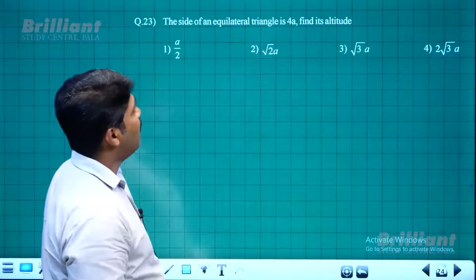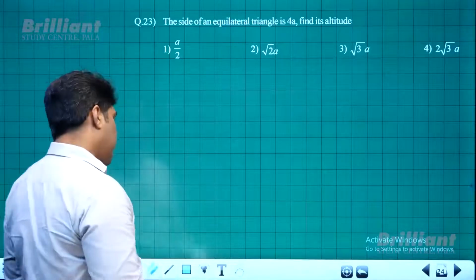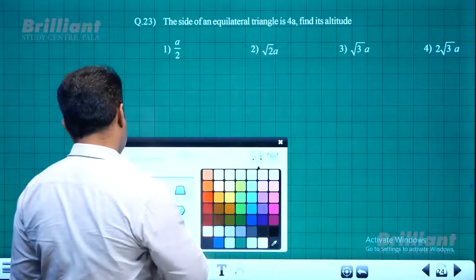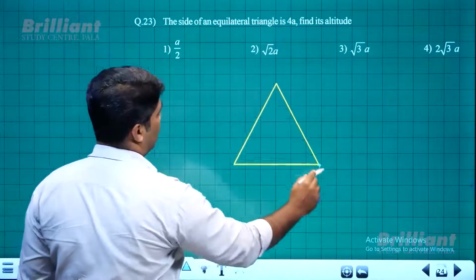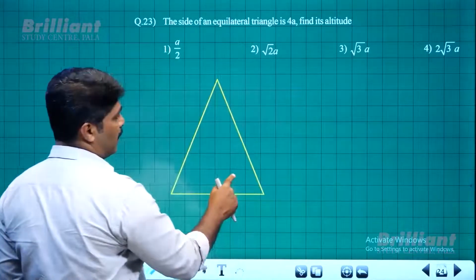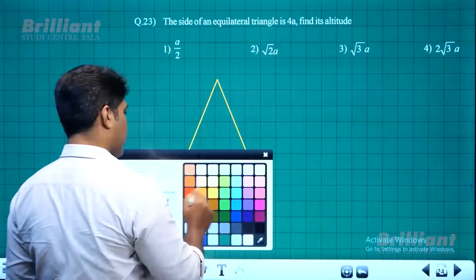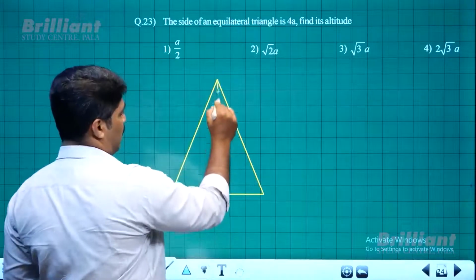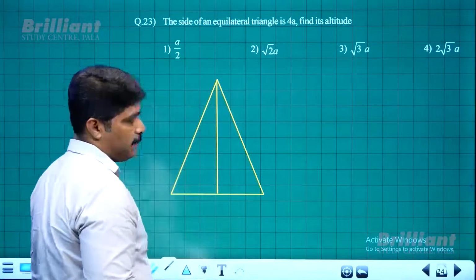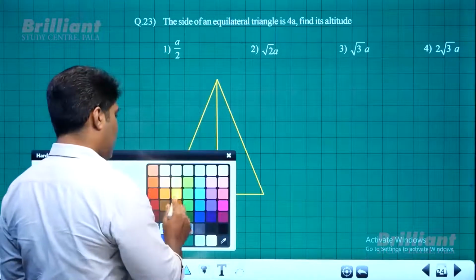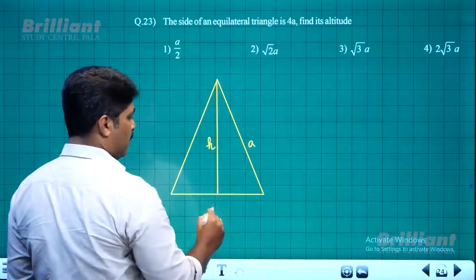The next question: the side of an equilateral triangle is 4a. Find its altitude. If you are considering an equilateral triangle, that's based on the results. So consider an equilateral triangle. Its altitude means the line drawn from that vertex to the midpoint of its opposite side. This altitude is named h, and each side is a.